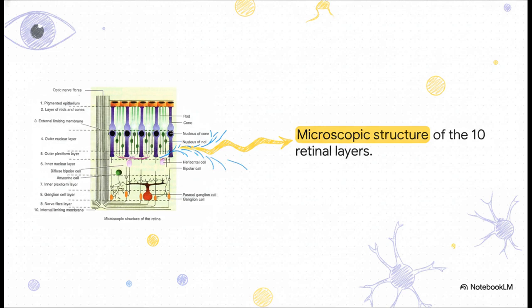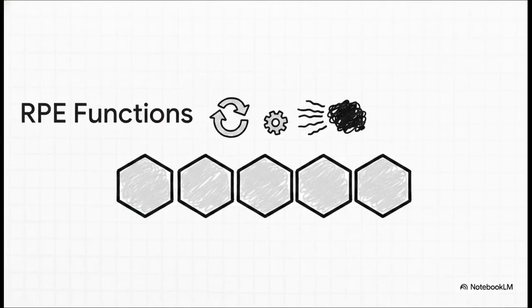It's almost completely backwards to what you might expect. But light absolutely has to navigate this complex gauntlet to kick off the process of vision. Now, right behind those photoreceptors is layer number 1, the retinal pigment epithelium, or RPE for short. You can think of the RPE as the unsung, hardworking maintenance crew for our vision.